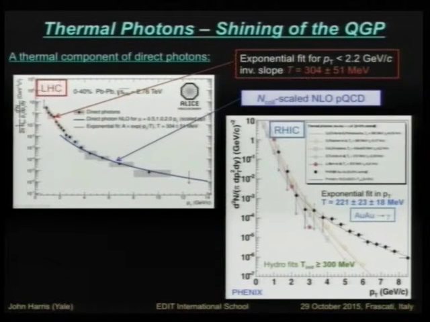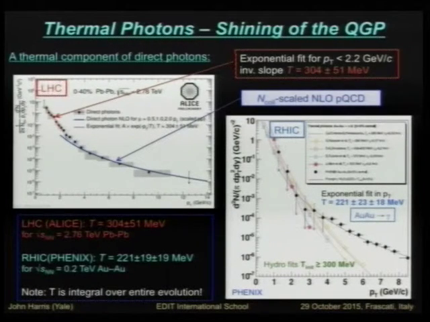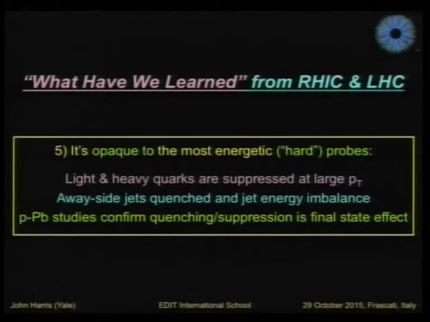Likewise, at RHIC, you can do the same thing. Fit to perturbative QCD, and then get the excess. You get 220 MeV. So, it turns out this is close to what's expected for temperatures for these two systems if they were in thermal equilibrium.